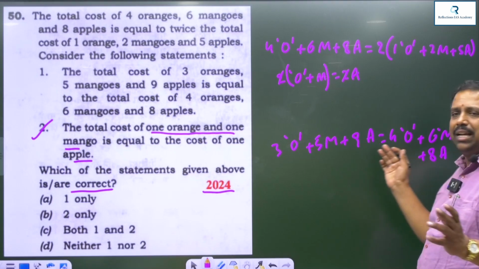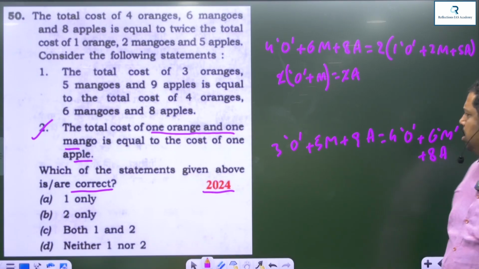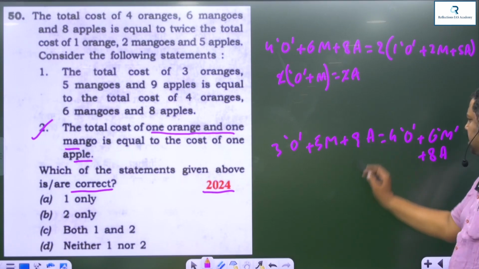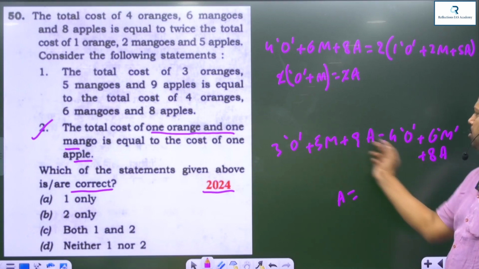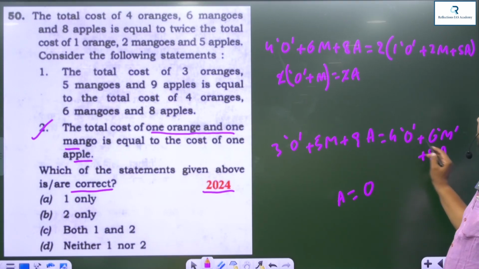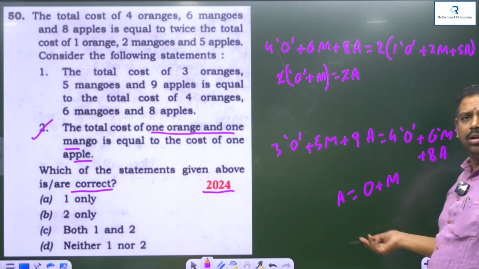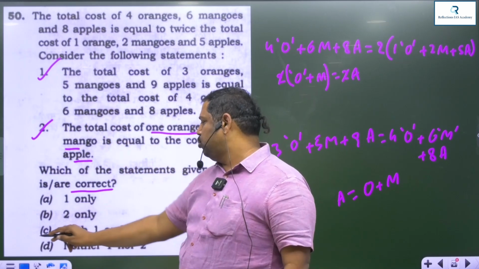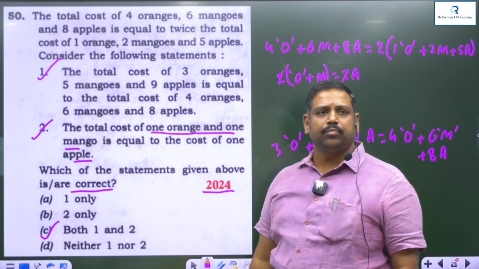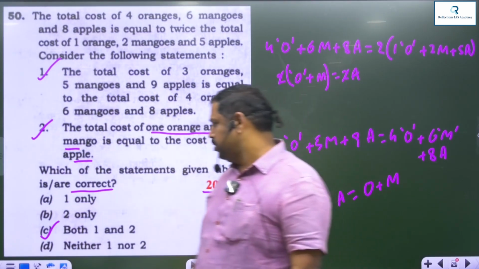If you segregate apples one side and the remaining another side, you will get the answer. Right or wrong? So 9 apples and 8 apples, move this side, 1 apple. 3 oranges, move this side, 1 orange. Okay. Move the 5 mangoes this side. Yes. Is it right or wrong? So the first one is valid or invalid? Valid. So the answer is both 1 and 2 follow. Got it? Right. Let's go to the next beautiful one.